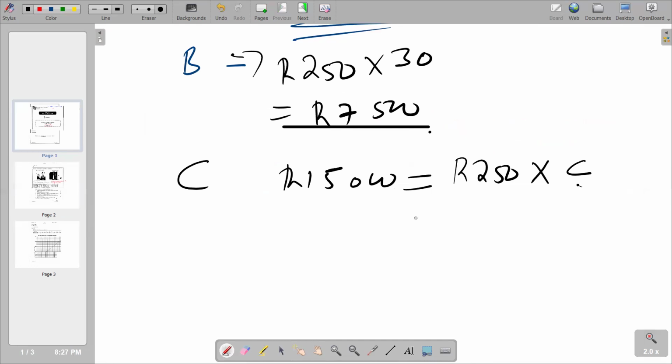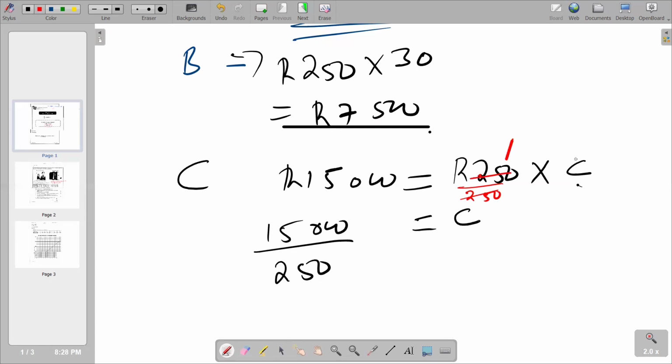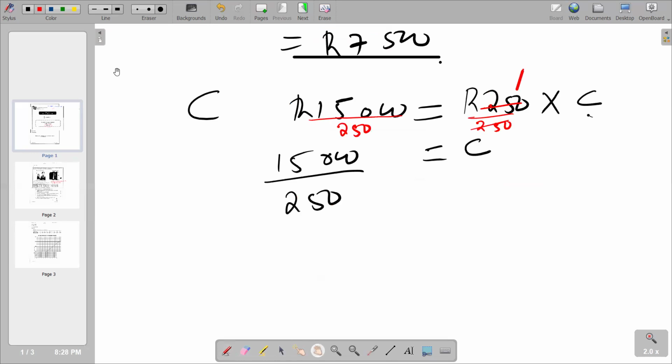So basically, we then make C the subject of the formula. If we make C the subject, we divide by 250 on both sides. It will remain as 15,000 over 250. Remember, if you divide by 250, 1 times C becomes C. And then here we divide by 250, and it becomes 15,000 over 250. Then you divide 250 into 15,000, and you see that you are going to get 60.